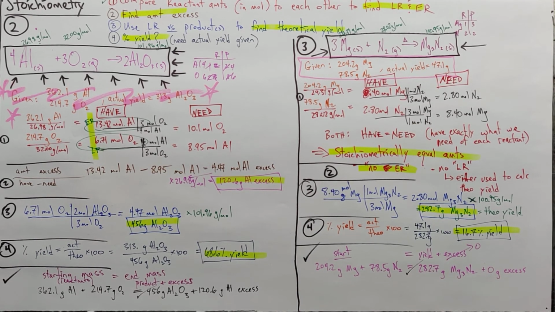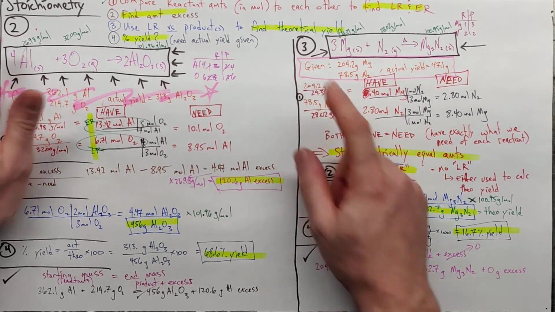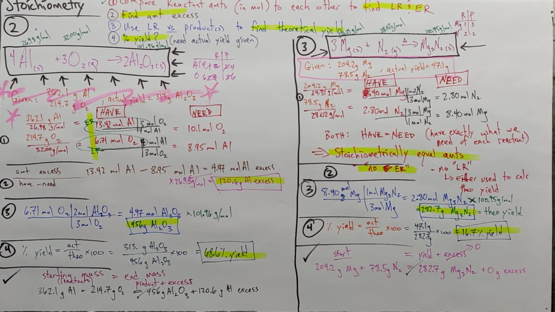All right. So this is our second and third stoichiometry example. Like I said, there's 18 and we're going to work our way up.